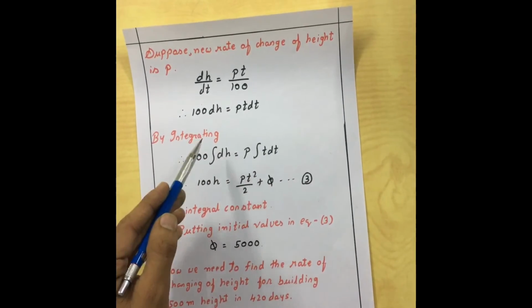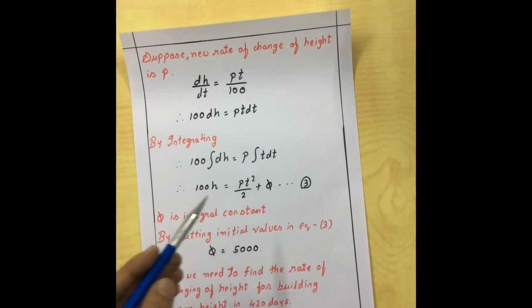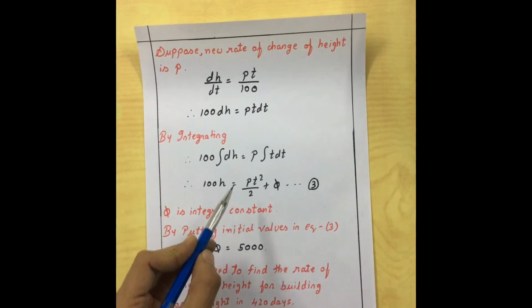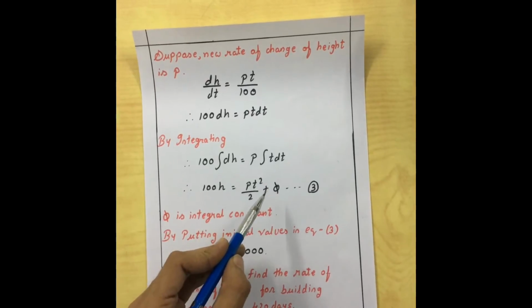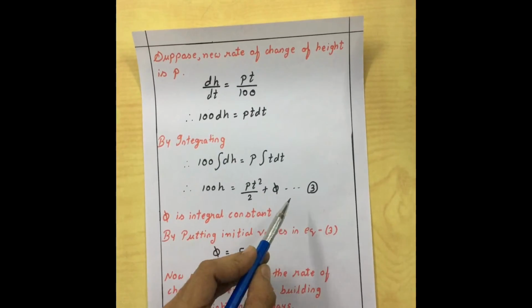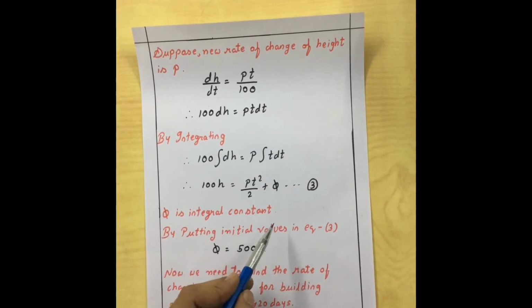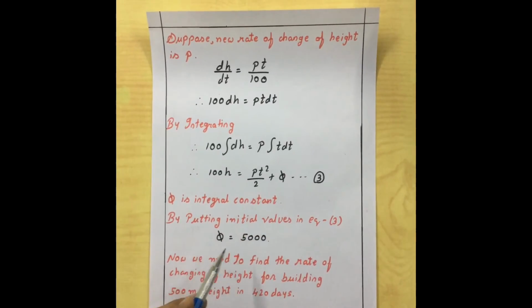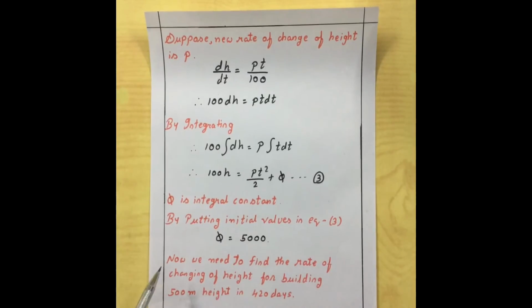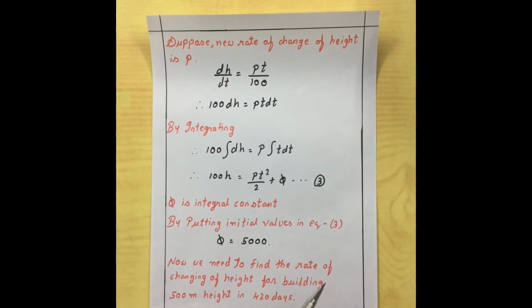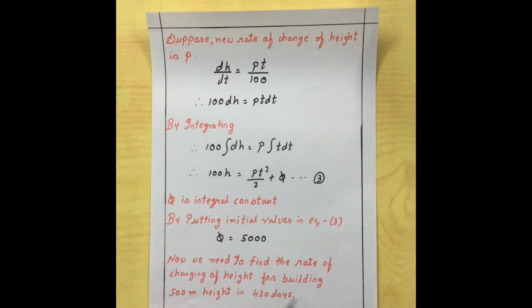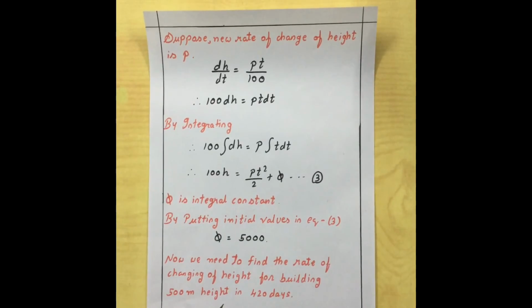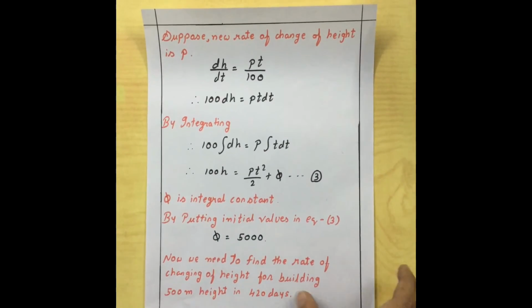By integrating this and simplifying the equation, we get 100h is equal to p into t square by 2 plus phi. Here phi is an integral constant. By putting initial conditions in equation 3, we get phi equal to 5000. Now we need to find the rate of change of height for building 500 meters height in 420 days.